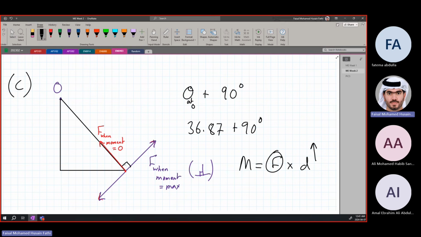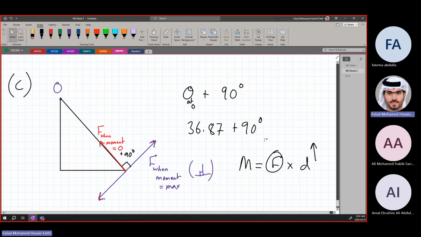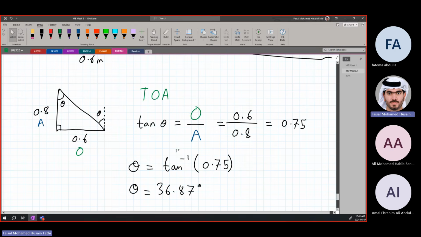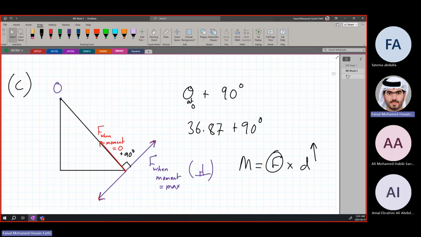And when is it perpendicular? When it's 90 plus, لأن this is 90 degrees, فit's plus 90 من the moment when it's at 0. You can directly just find it this way. تمام? And this is how you would solve such a question.